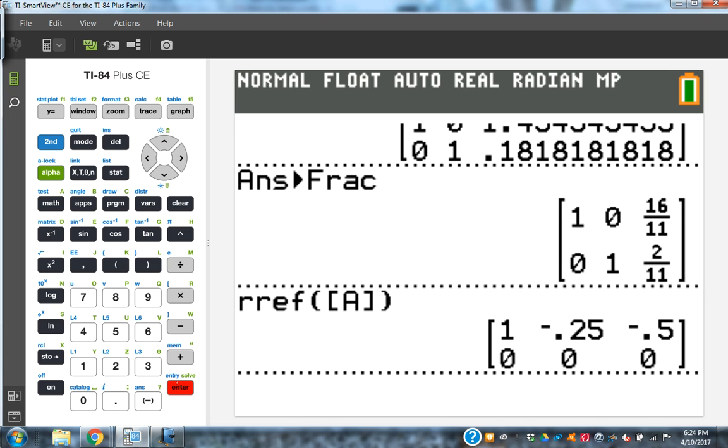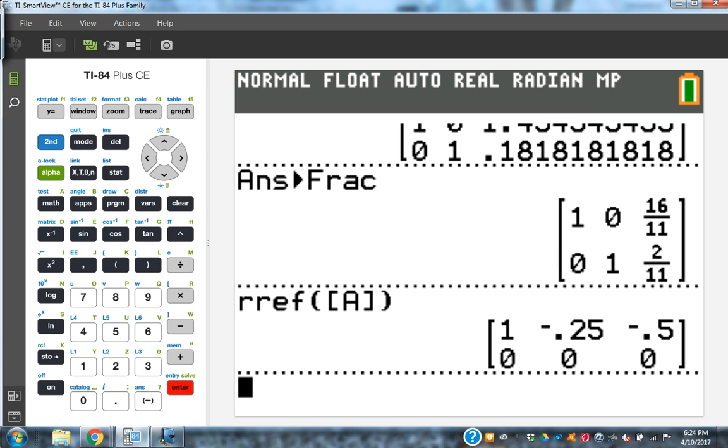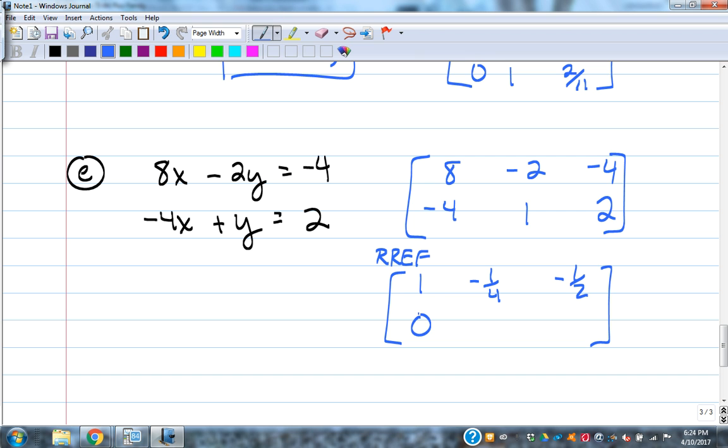Oh, man, that's weird. It doesn't have the 1s and 0s in the same place. Look at that bottom row, though. That bottom row, so you got 1, -1/4, -1/2. And the bottom row is zeros all the way across. What does the bottom row say? It says that 0 x's plus 0 y's is equal to 0. Is that true? Does 0 always equal 0? Yeah, 0 is always equal to itself.